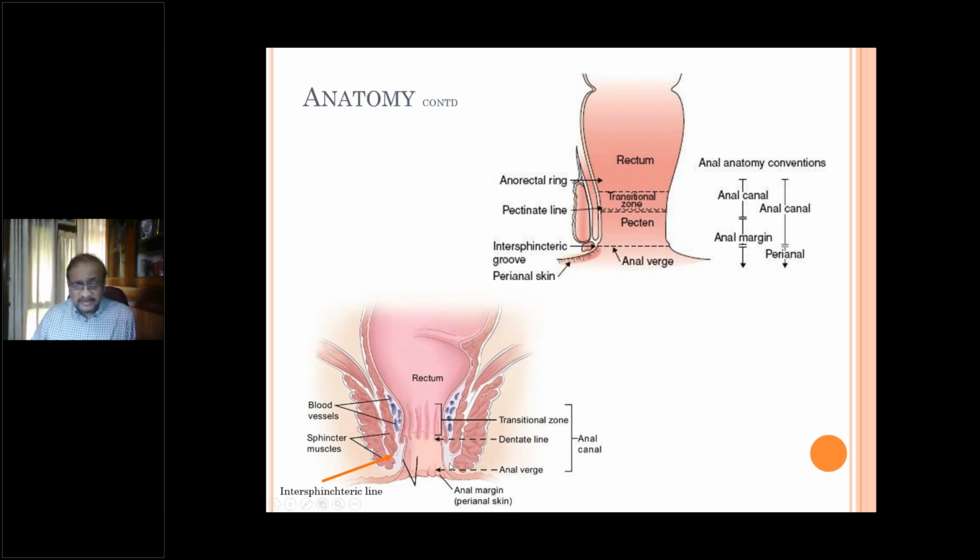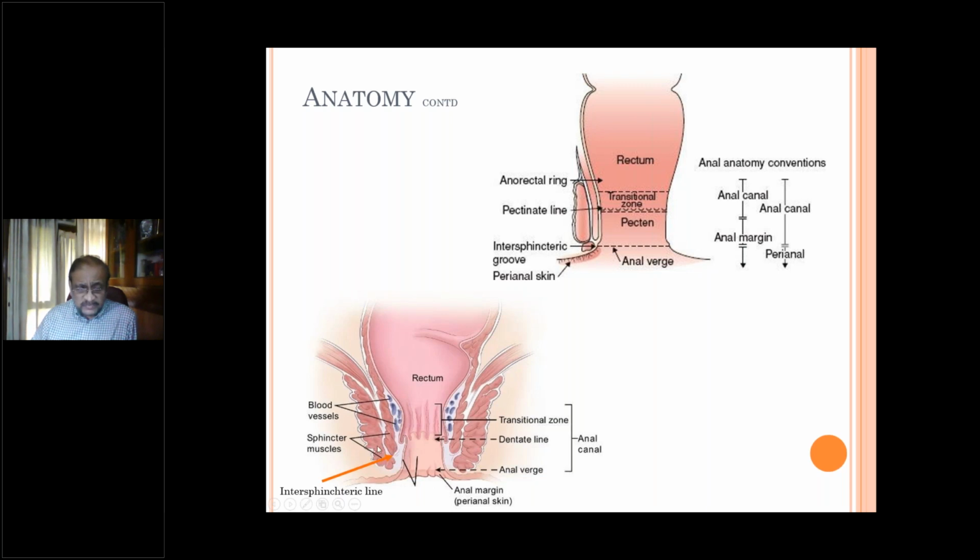This is different. They're not the same thing. They're not synonymous. They're different. And here you have the sphincter muscle. You have the internal sphincter, the external sphincter, and in between you have the longitudinal muscle. Here you have the intersphincteric groove, what we were just talking about, right? This is the area of the intersphincteric groove.